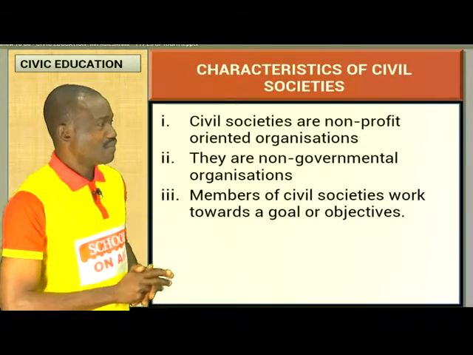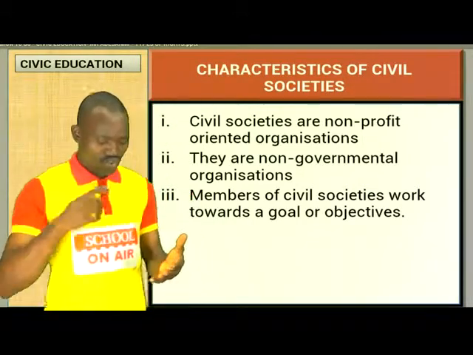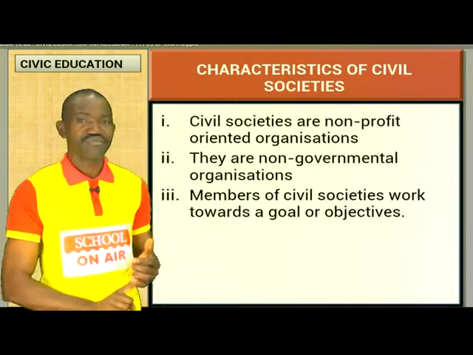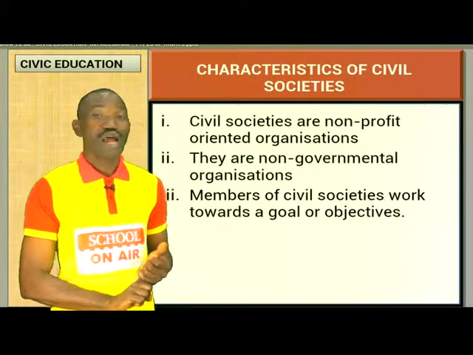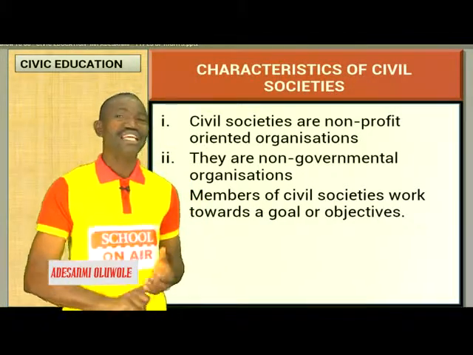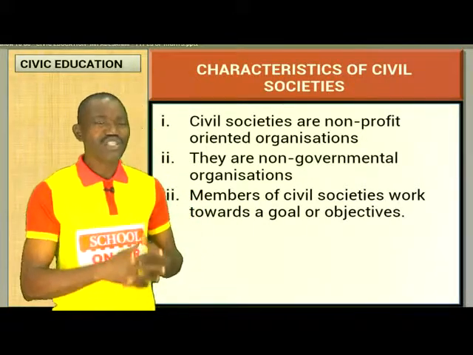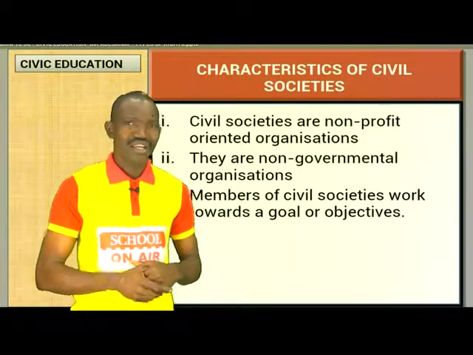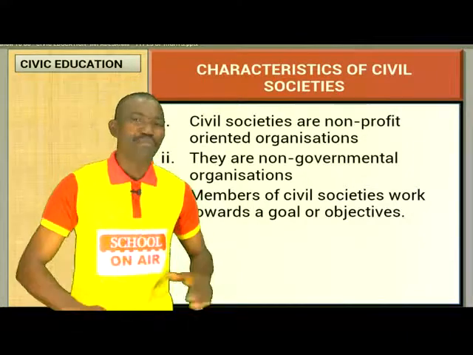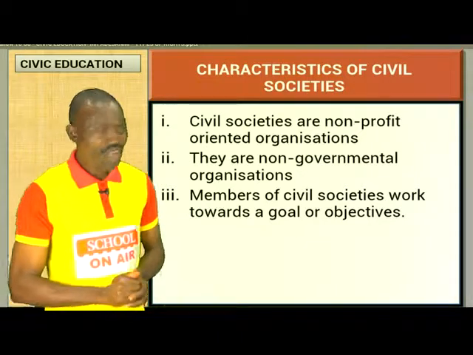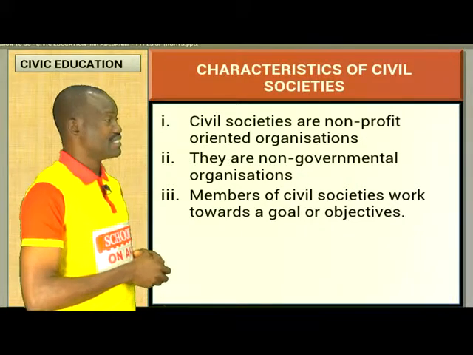Number two, they are non-governmental organizations, NGOs. They are not established or set up by government. They are not controlled by government. They don't take instructions from government, and they are not supervised officially by government. Even though whenever they are doing something that is illegal, it is the duty of government to call them to order. But they are not controlled by government and are not supervised by government. They are independent organizations.